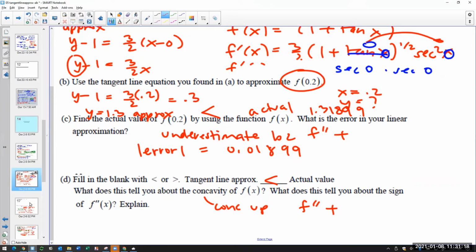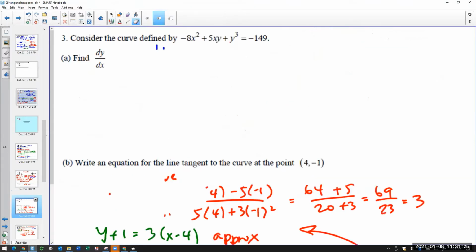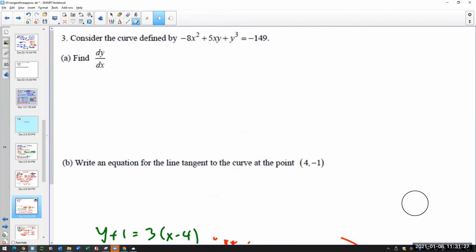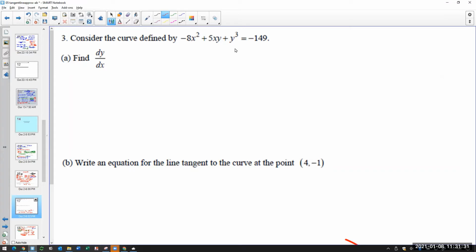Did we want to do number 3 still? 3D. Does anybody need 3A? Okay, let's do 3A, and we'll work it through. Here we go. dy/dx. On most of the problems, actually all the problems, you didn't have to do implicit differentiation, but on this one you do.